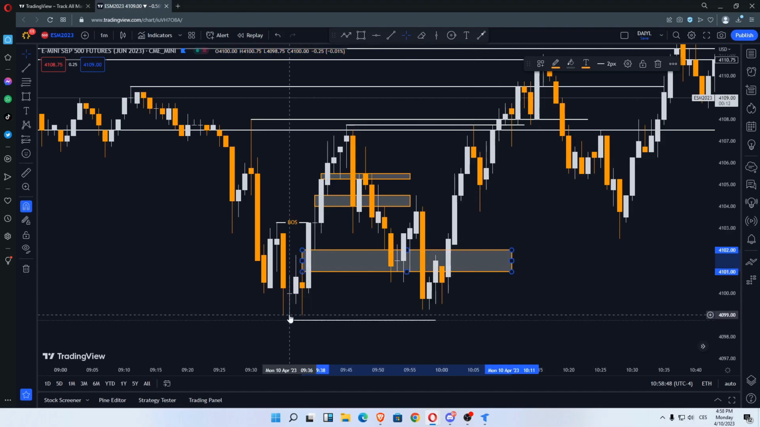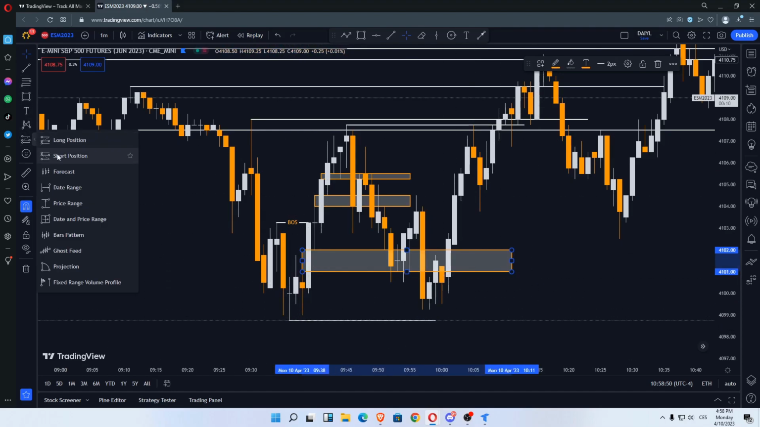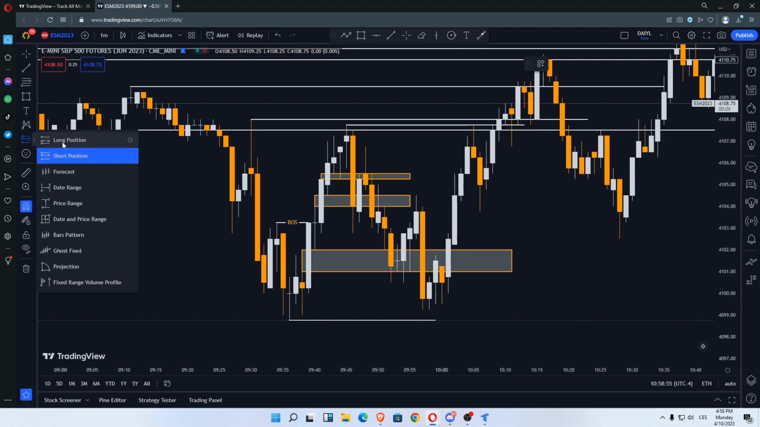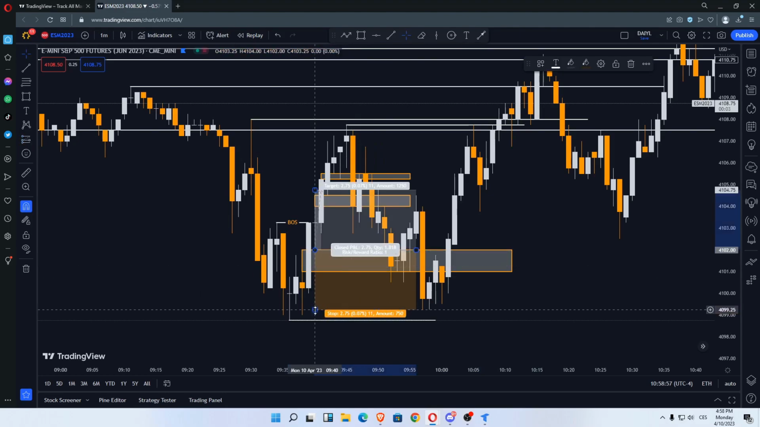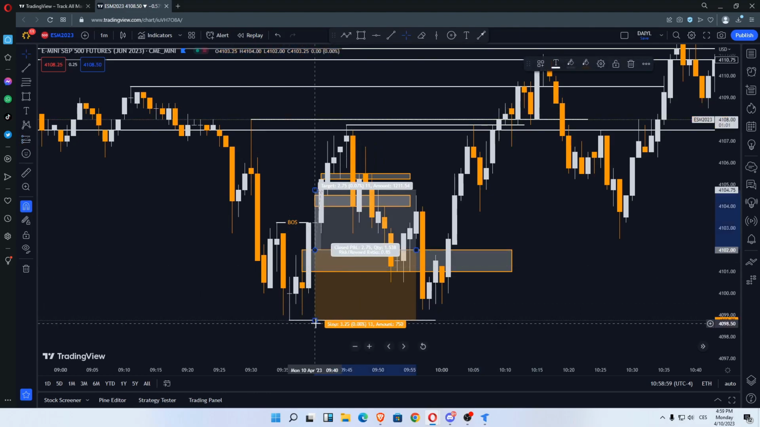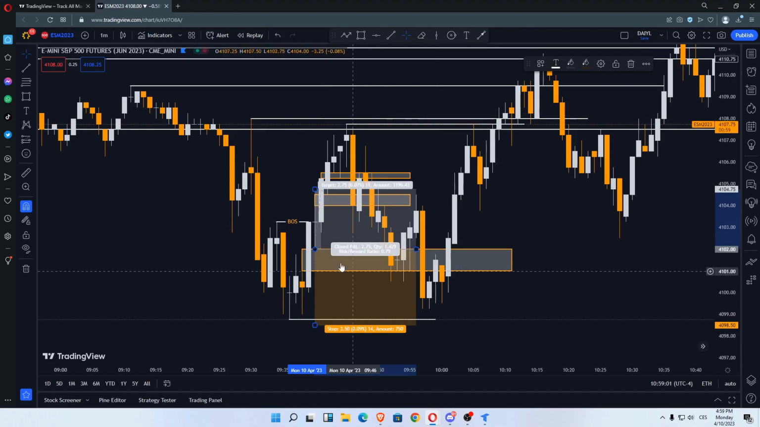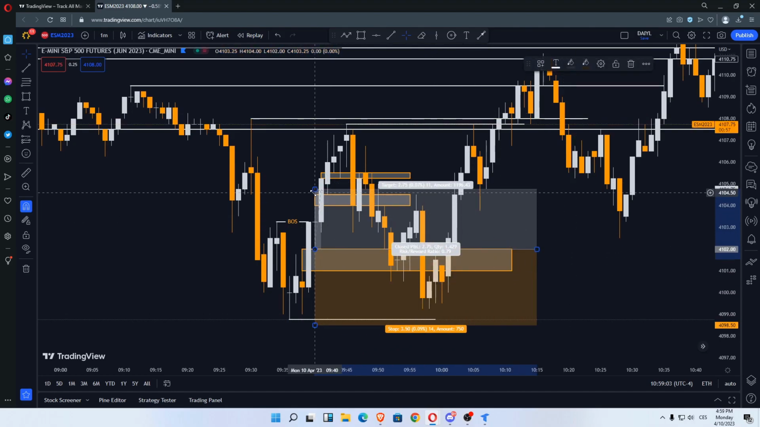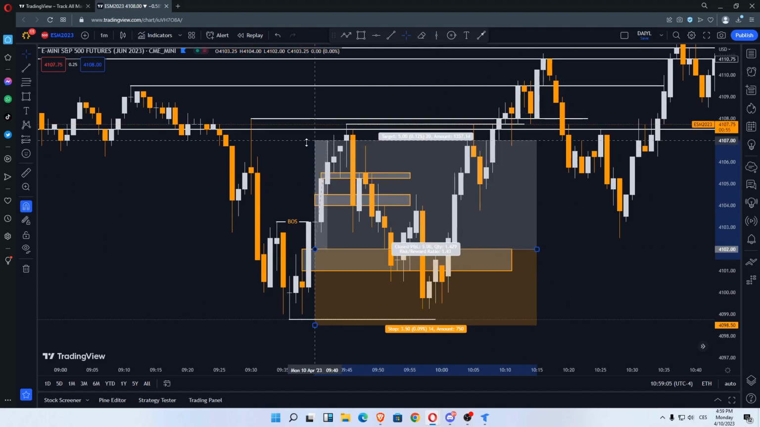But sometimes it's better to hold your stop loss. And right here, it's just like 3.5 points, which isn't too bad. The trade would be 1 to 1.5 risk reward, which is really good.